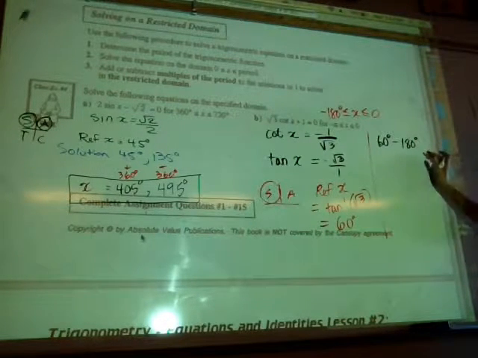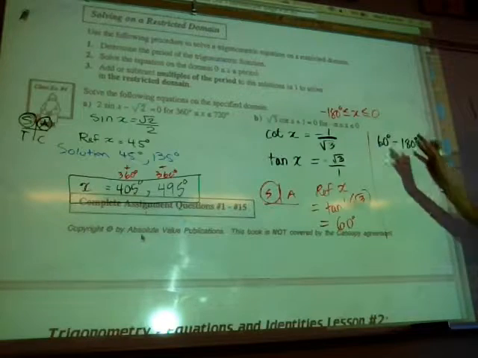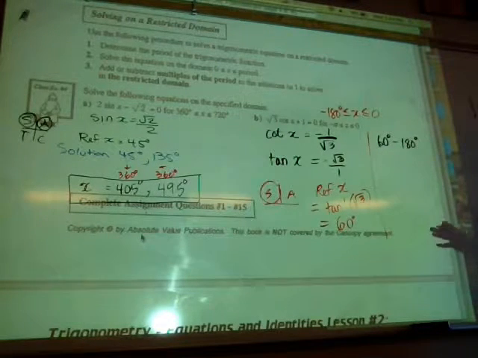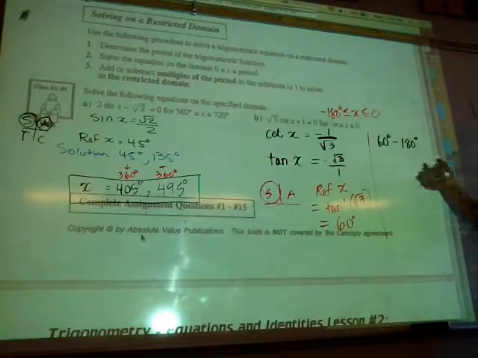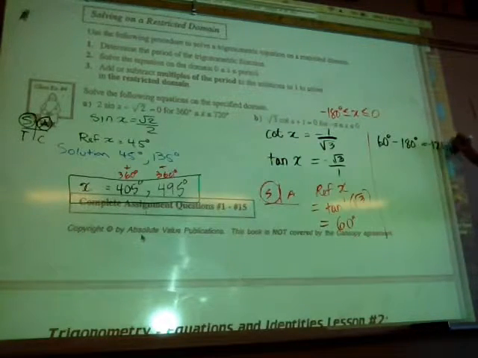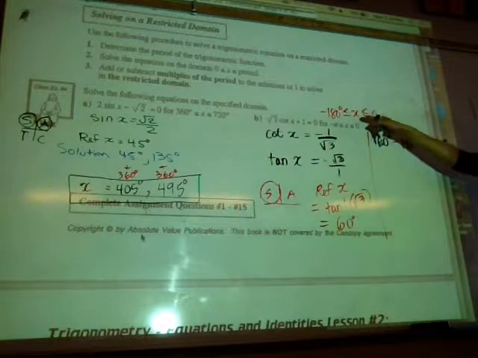Okay, what's the period of tan? 180. So that's why I'm going to take my solution from quadrant 2 and I'm just going to go backwards. So just like we added and subtracted 2 pi, now I'm just subtracting pi. So I get negative 120. Okay, if I subtracted another 180, I would be outside the domain.